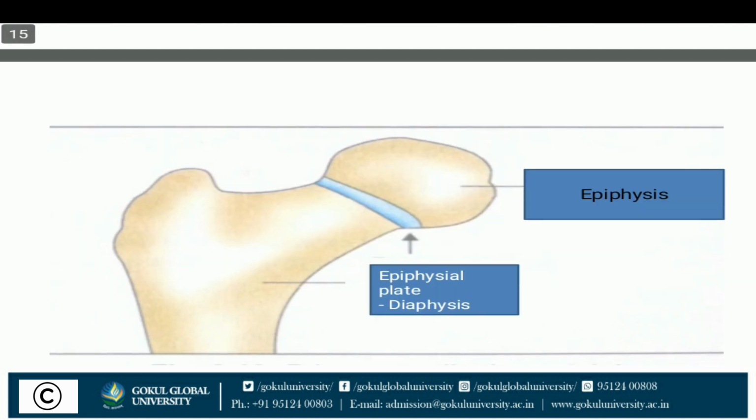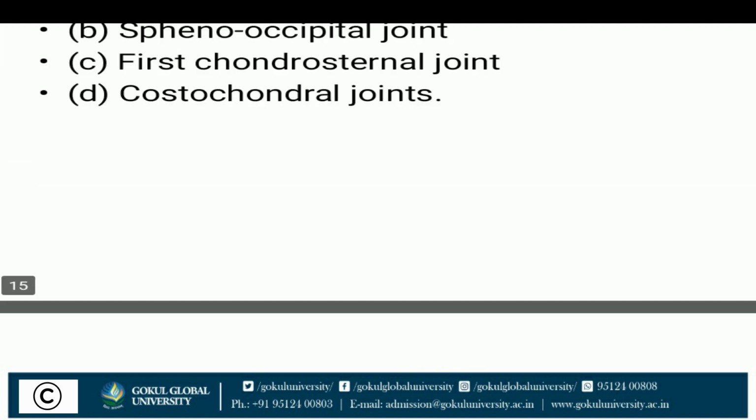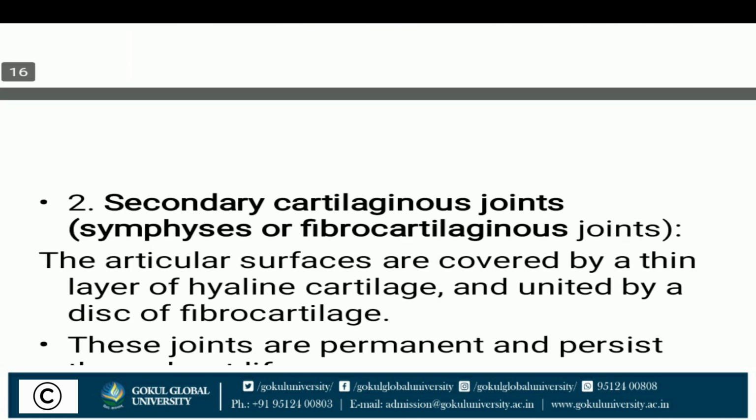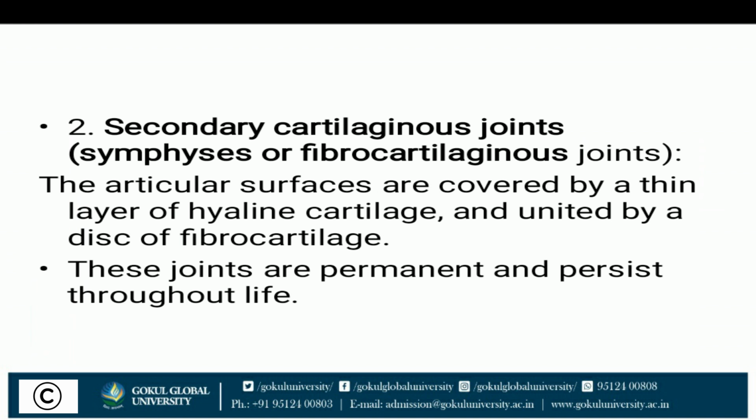Okay, in this diagram you can see epiphysis, epiphyseal plate and diaphysis. Other examples are spheno-occipital joint, first costosternal, costochondral joints. Now secondary cartilaginous joints, symphysis or fibrocartilaginous joints. The articular surfaces are covered by a thin layer of hyaline cartilage and united by a disc of fibrocartilage. These joints are permanent and persist throughout life.